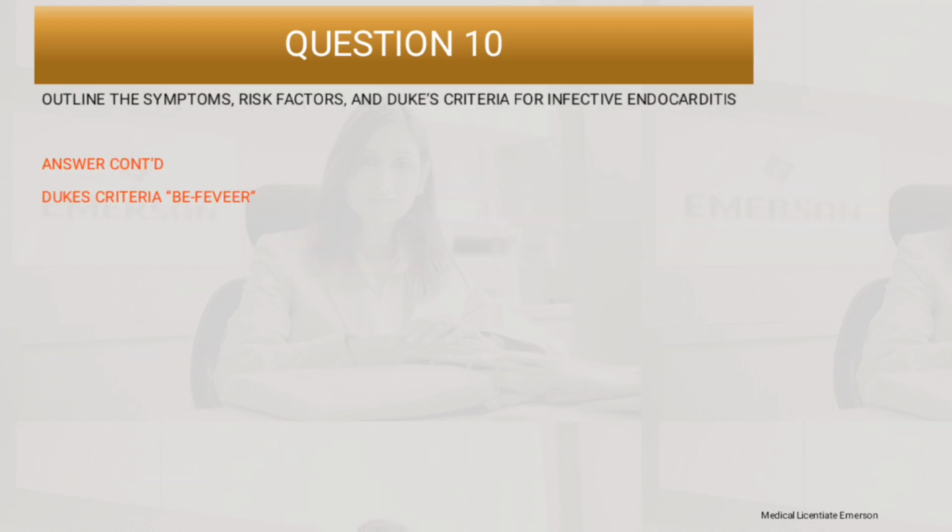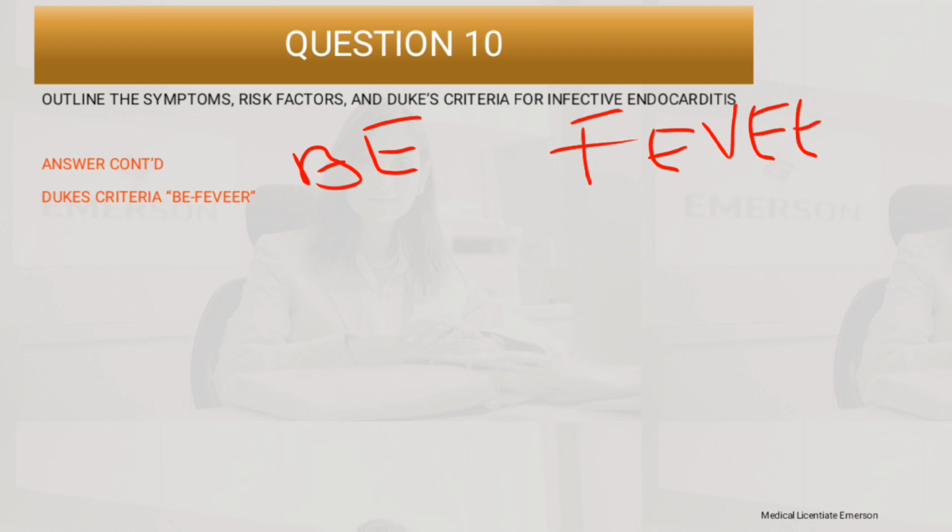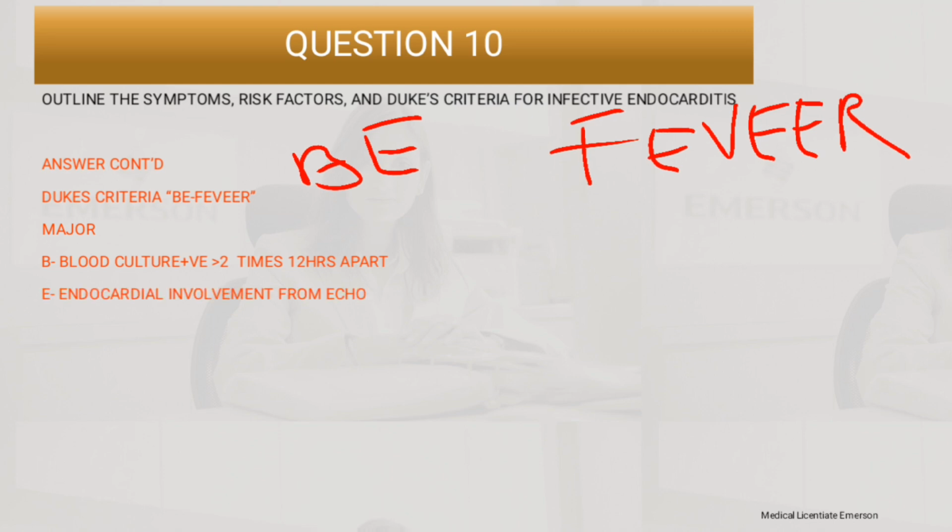Then for the Duke's criteria, we have the mnemonic B fever. So B, this is a major criteria. Then fever with a double E, that's the Duke's criteria. And for the major, B is blood culture, which is positive 2 times, 12 hours apart. So the blood culture should be positive at least 2 times and 12 hours apart. Then E is endocardial involvement from echo.